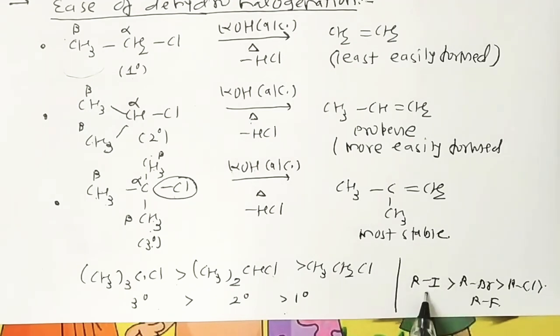So elimination's energy required to break the iodine bond, as compared to bromine, chlorine and fluorine, is less. Less energy is required, so the rate of reaction is quite faster. So this is the ease of dehydrohalogenation topic. This is all about the elimination concept regarding our NCERT textbook.